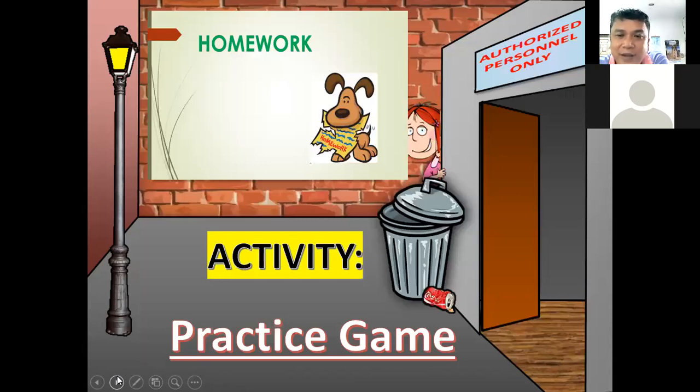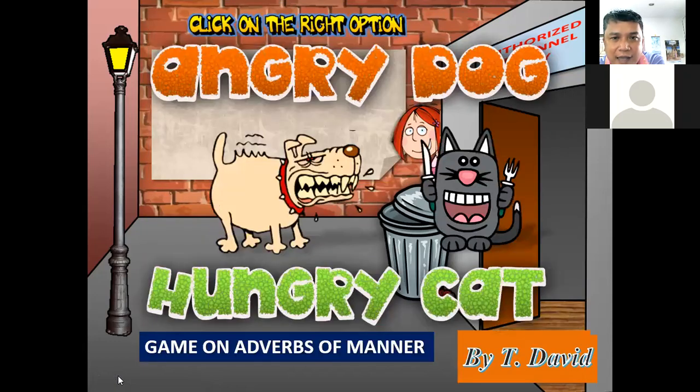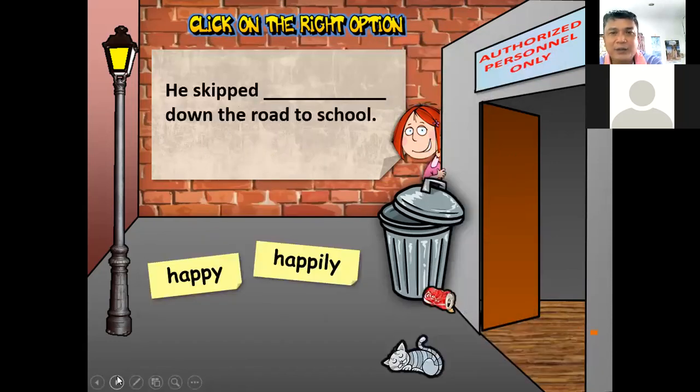Now we have a game, okay? This game is about the hungry cat and the angry dog. So this is the angry dog, this is the hungry cat. Now we will have a game on adverbs of manner, okay? I will try number one. Okay, what is your answer? Happy or happily?